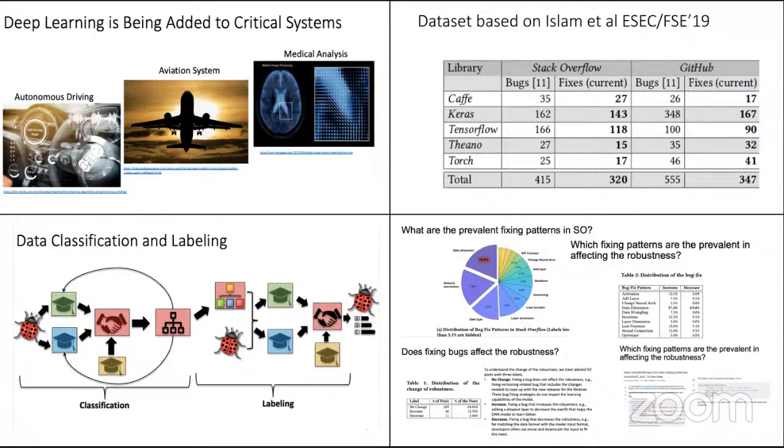Okay, I have another question. Compared to fixing bugs of other types of machine learning, what are the major challenges to fixing deep neural networks?